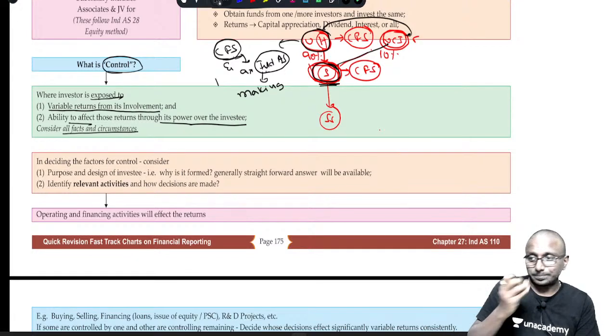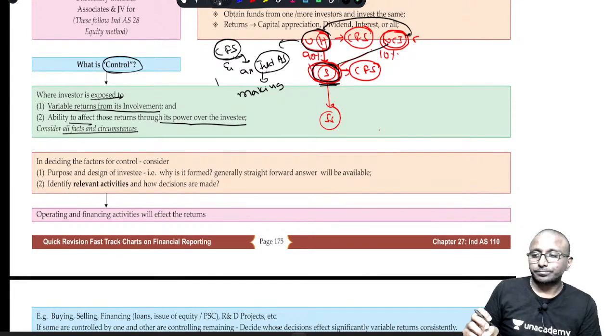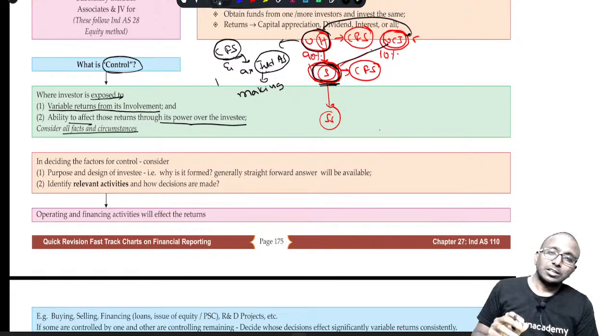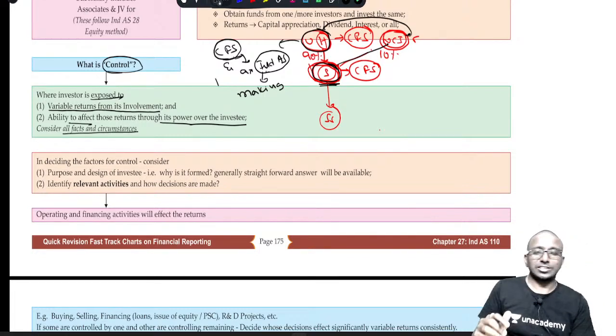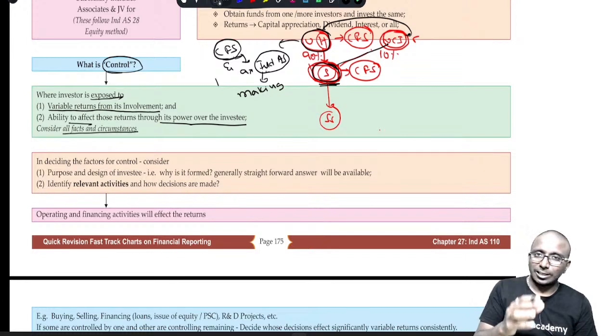Right. So that is the matter. But anyhow, some situations, some circumstances can be like this. Even though I have 55% stake, voting power, I may not be controlling it. But that kind of example you will see very rarely.